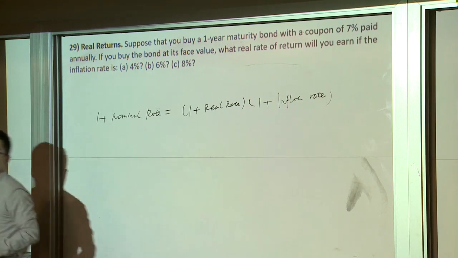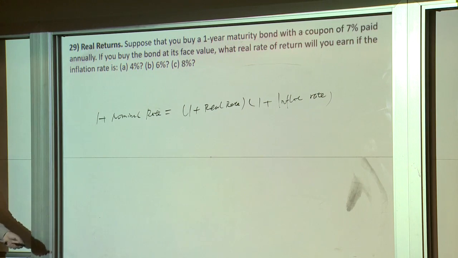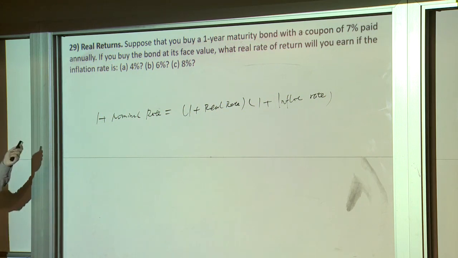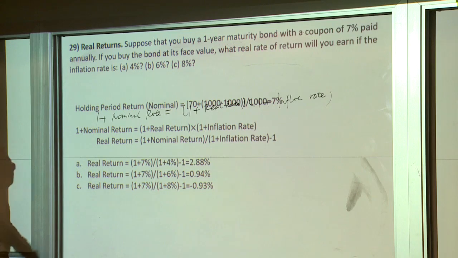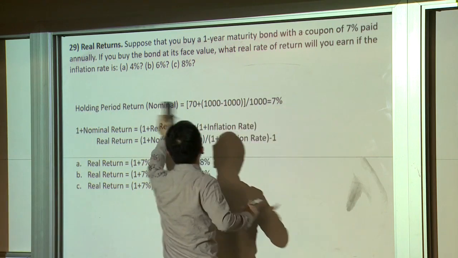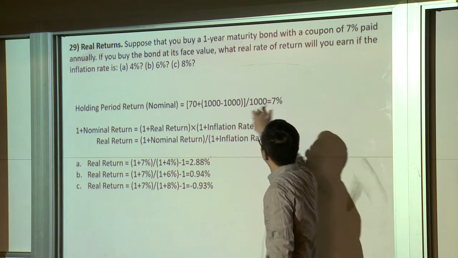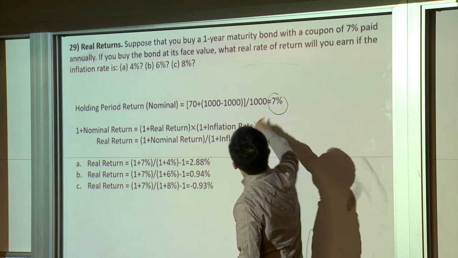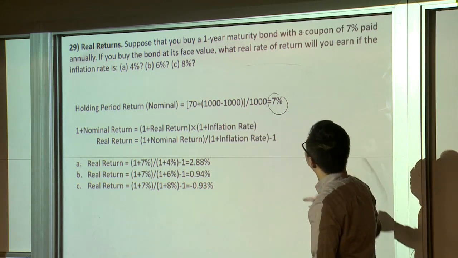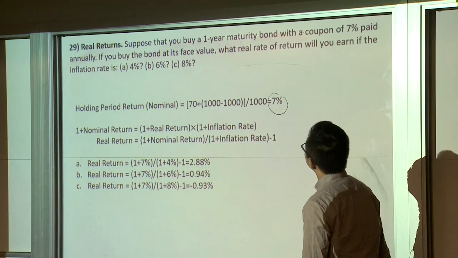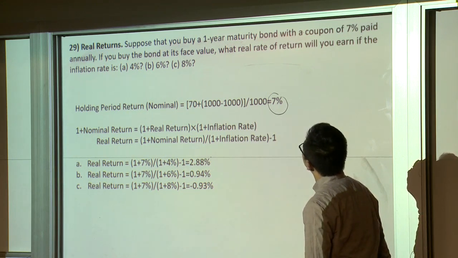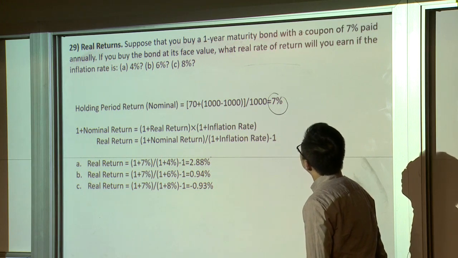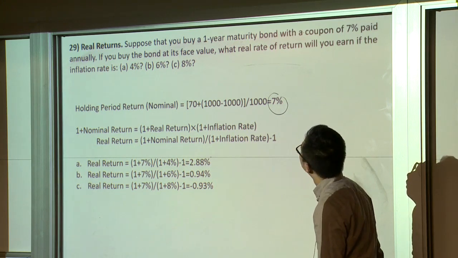Good. All right. So what numbers do we have in here? We have all these nominal terms, and then inflation. What is it? So 4, 6, and 8, right? The holding period return in nominal terms is 7%. Okay, $70. It's sold at a premium. So it's 7%, right? Suppose you have a bond with 7% paid annually, and you buy the bond at face value. In nominal terms, 7%. Okay, right? Is it correct?